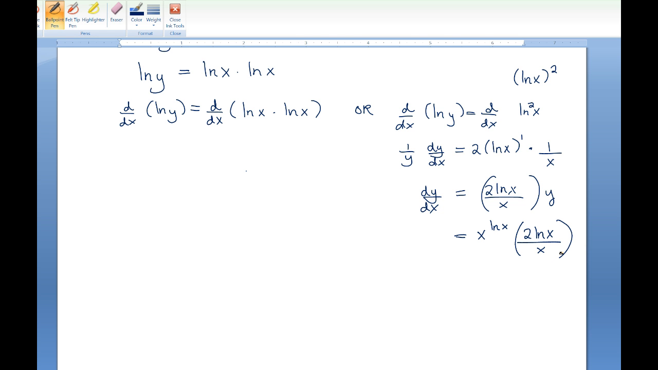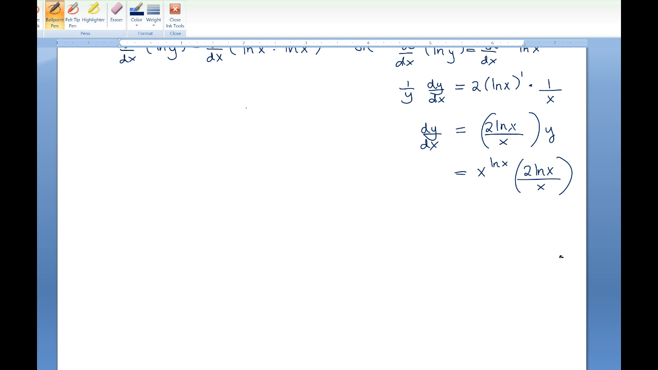Is that how you want the answers? Yeah, the only thing they did was combine it all into the numerator. I think they just substituted the x to the ln of x. No, they didn't. Oh, yes, they did. Never mind.